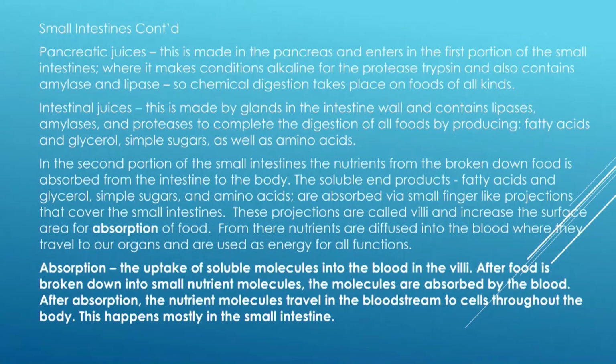We continue with our digestive juices. We have pancreatic juice. This is made by the pancreas and enters the first portion of your intestines, where it makes conditions alkaline for the protease pepsin, and also contains amylase and lipase. So chemical digestion takes place on foods of all kinds. Intestinal juices. This is made by glands in the intestine wall and contains lipases, amylases, and proteases. Note that they are all plural because they're different ones.